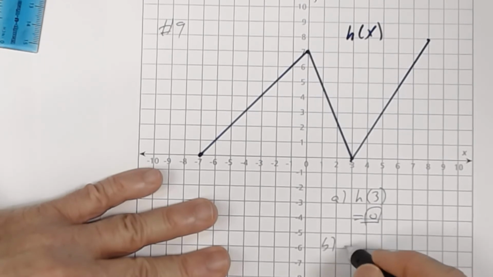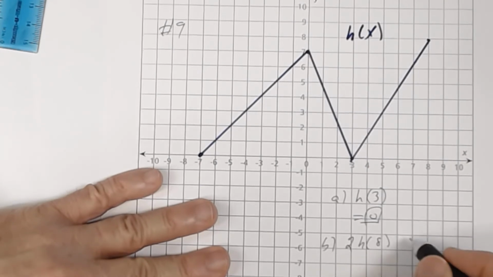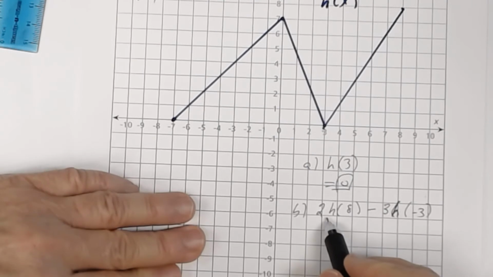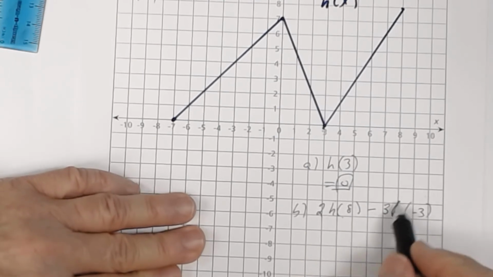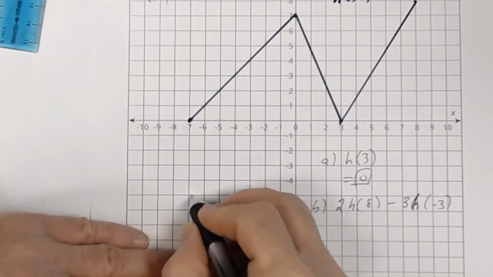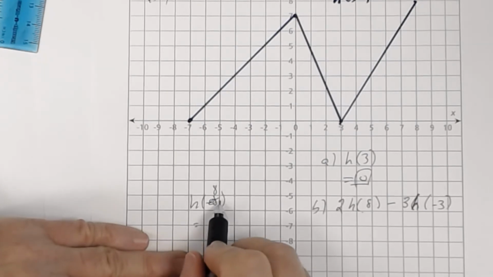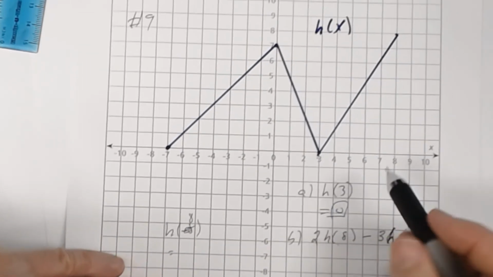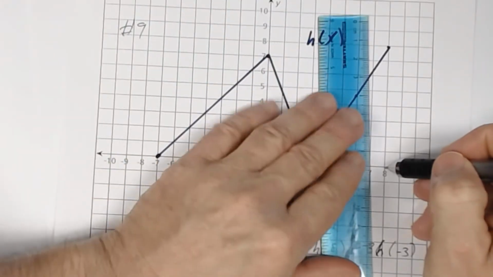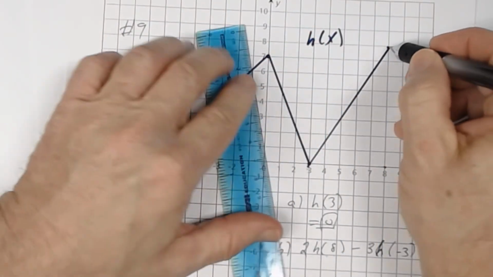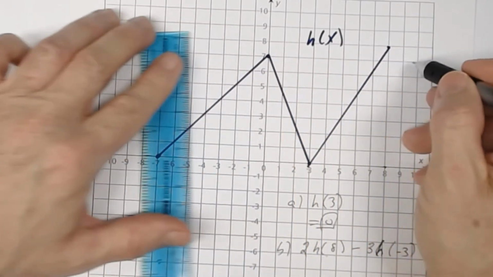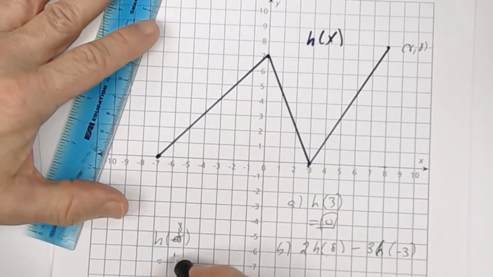Part B, let's suppose you want to find 2h of 8 minus 3h of, let's say, negative 3. So 2h of 8 minus 3 times h of negative 3. Let's find h of 8 first. So h of 8 means what's the y value when x is 8? When x is 8, my y value is this right here, which is 8. So this is 8, 8. So h of 8 is 8.